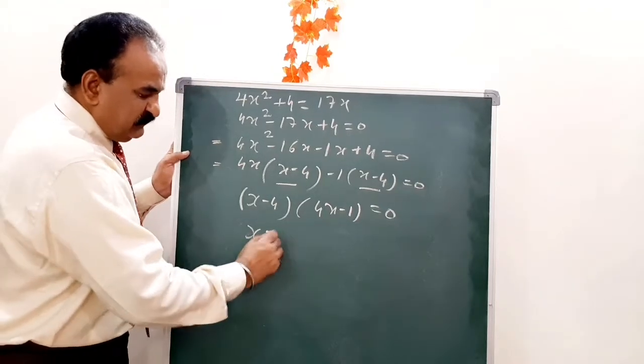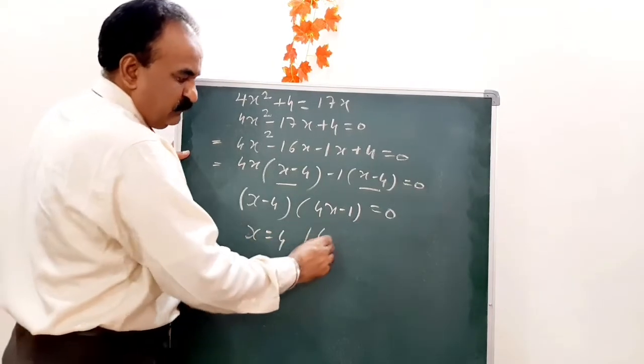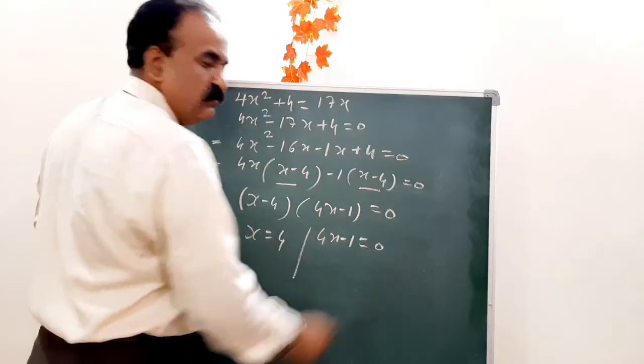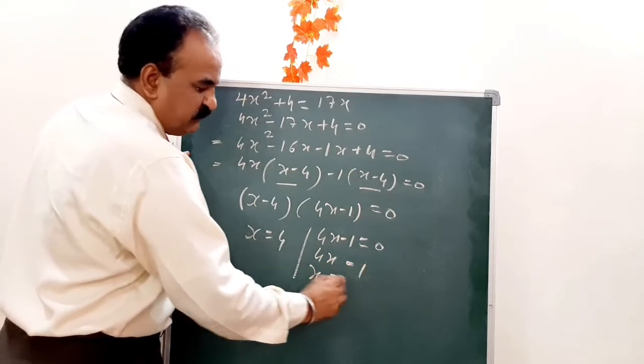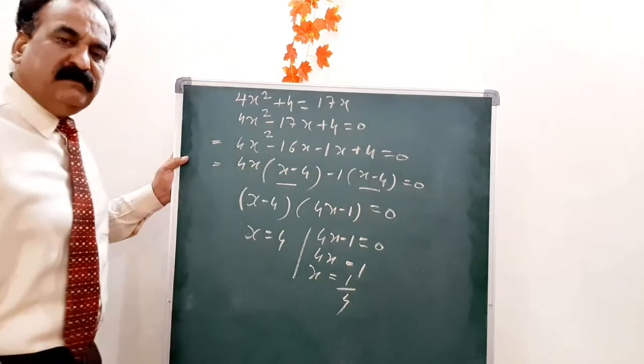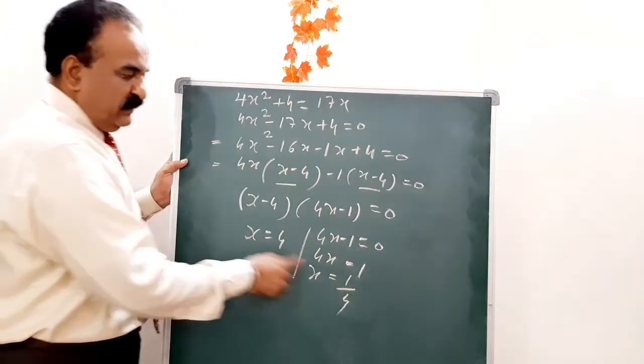Either x is equal to 4 or 4x minus 1 is equal to 0. It means 4x is equal to 1. x is equal to 1 by 4. It means what are those numbers? 4 and 1 by 4.